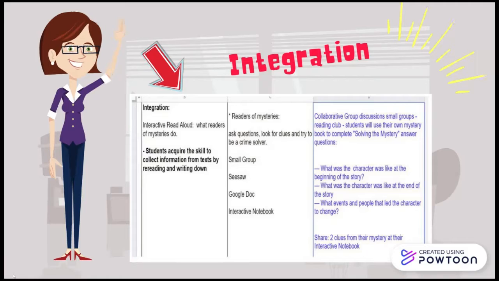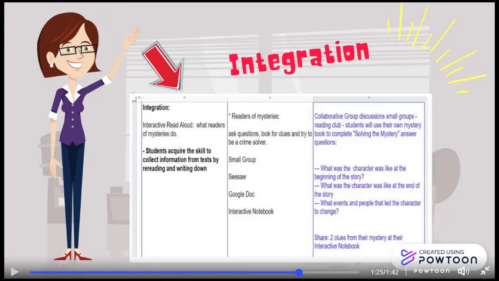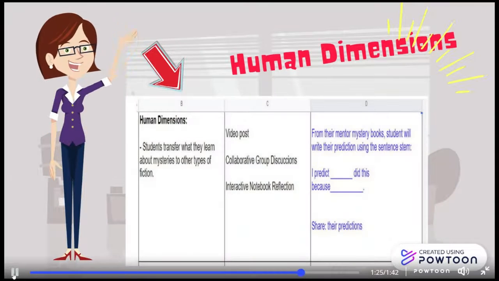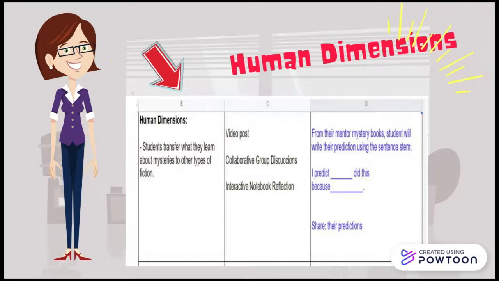Integration. Interactive read aloud. What readers of mysteries do. Students acquire the skill to collect information from texts by rereading and writing down. Human dimensions. Students transfer what they learn about mysteries to other types of fiction.